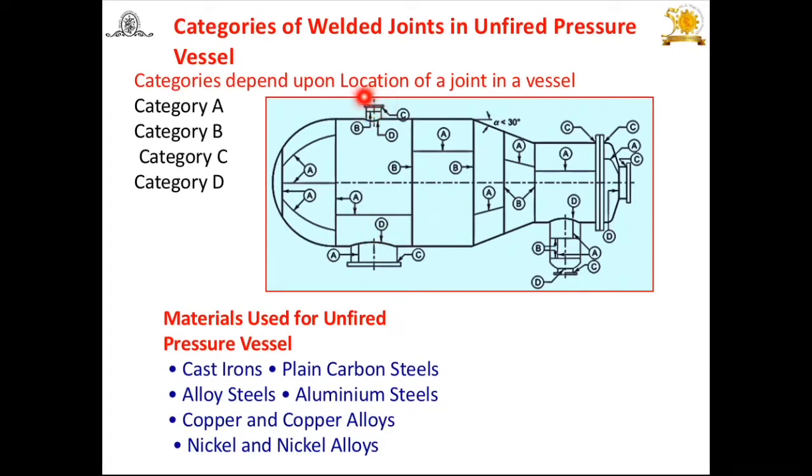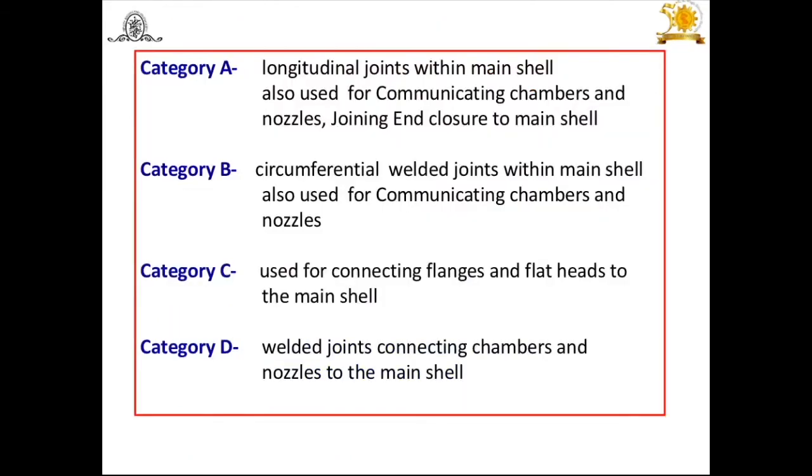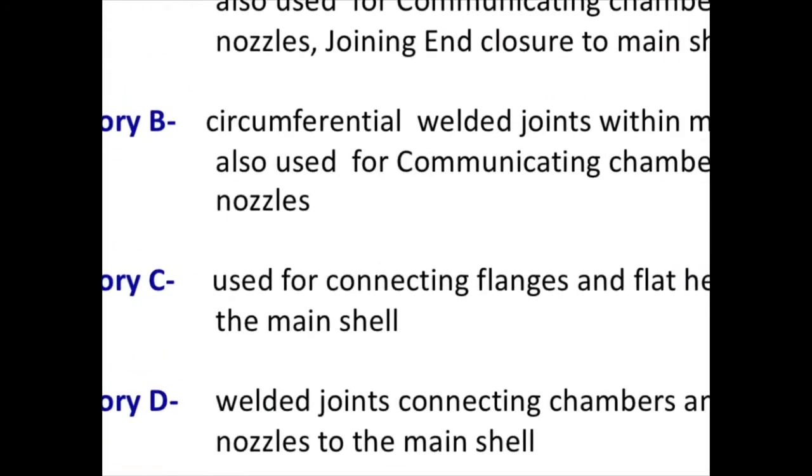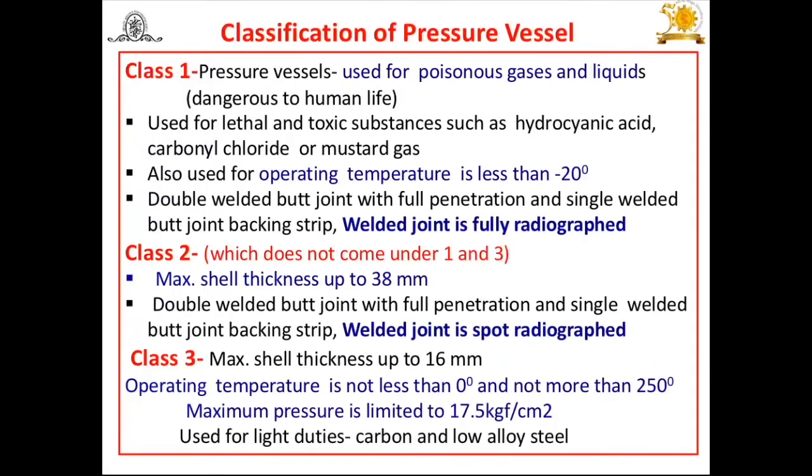Again here, you will find this part also joined here by weld D, or category D. Again here, this part is joined to this by weld D. In this way you will find weld D all over, to connect these chambers or nozzles to the main shell. That means the joining of these parts to the main shell. That means these are the welded categories of the different welds A, B and C.